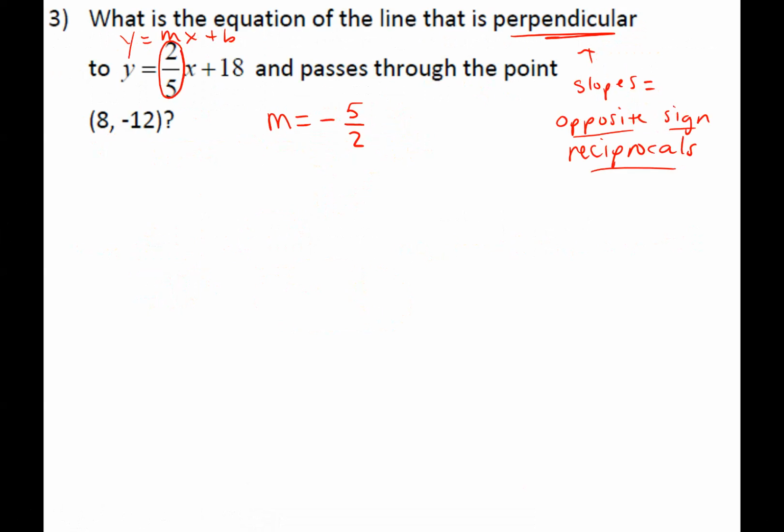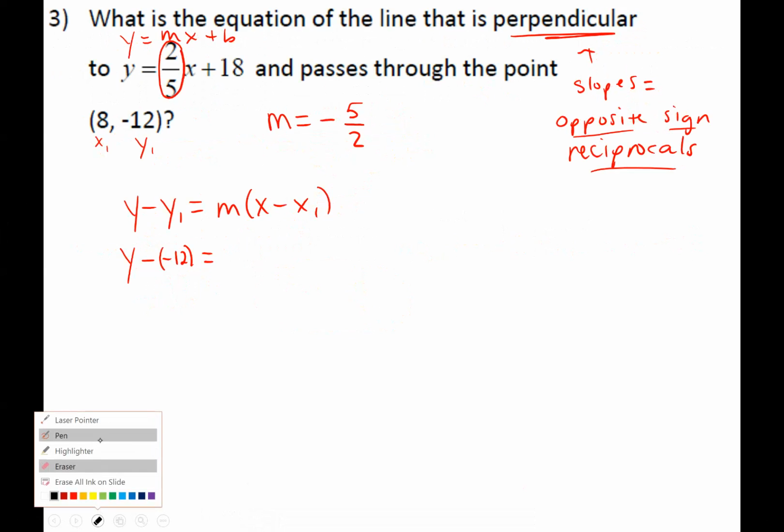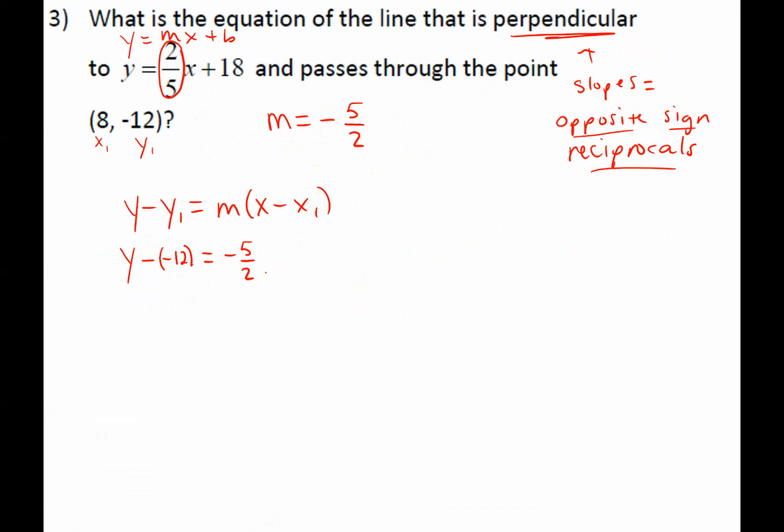Since we have a point and the slope, we're going to use the point slope formula, y minus y1 equals m times x minus x1, where this is going to be x1 and y1. So I just go through and plug it in. Y minus negative 12 equals negative 5/2 times x minus 8. So I'm going to fix this up. Minus a negative means plus.